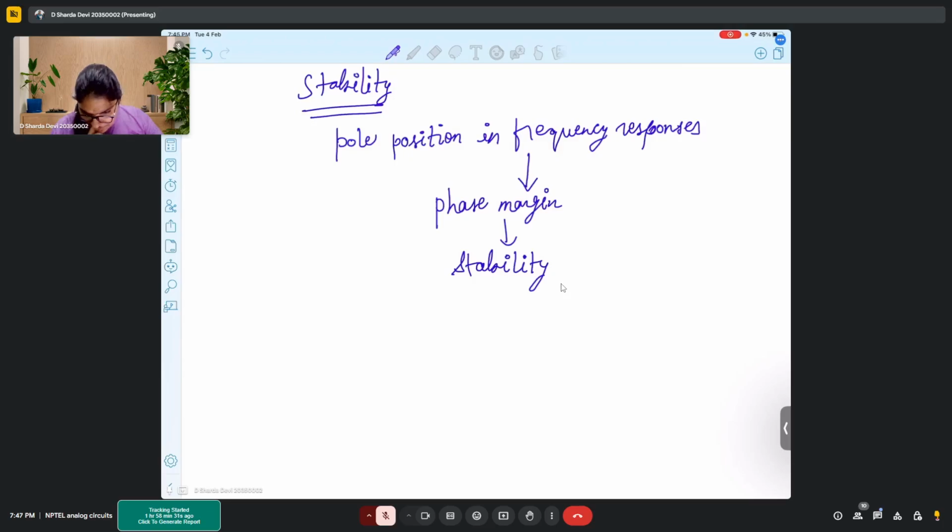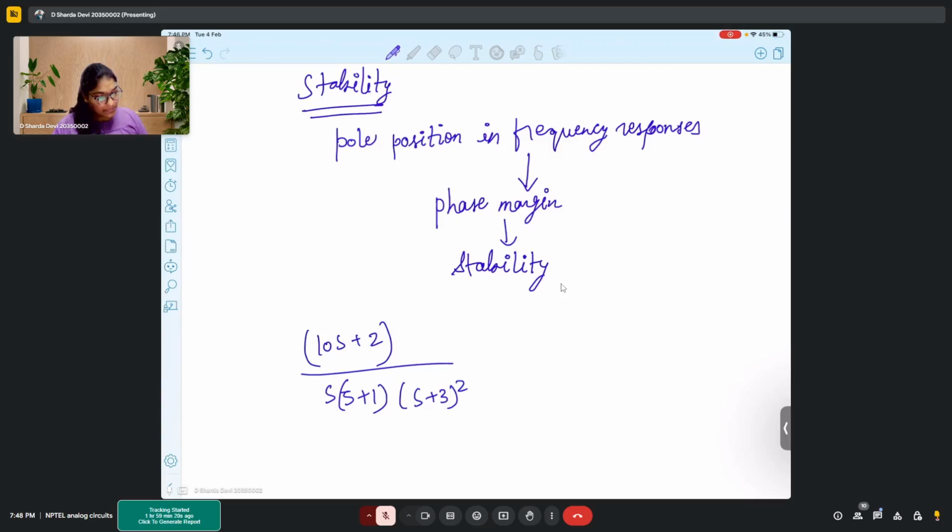Ma'am, how to find the order of the transfer function? The order of the transfer function is the number of poles that you have. See, if my system is 10(s + 2) divided by s(s + 1)(s + 3) whole square, then it is basically a 4-pole 1-zero system.